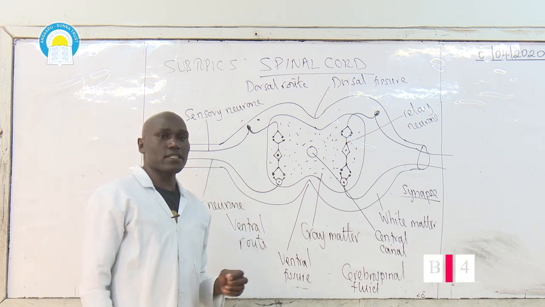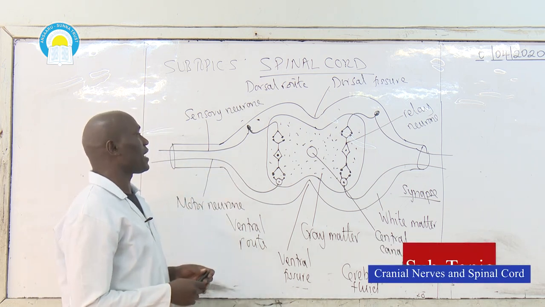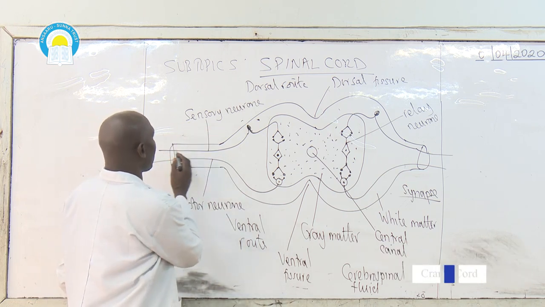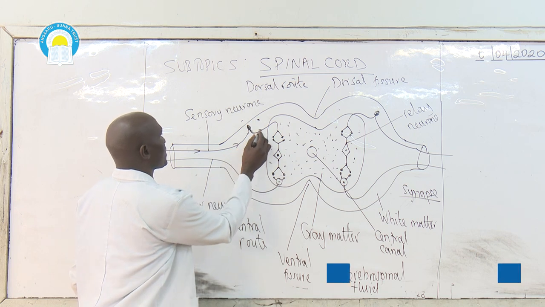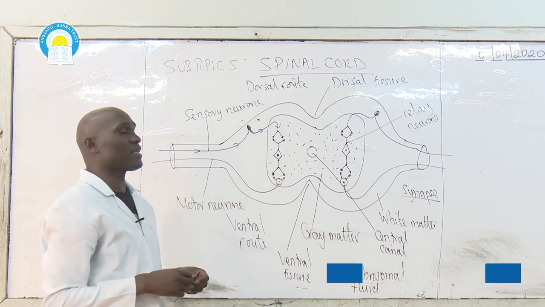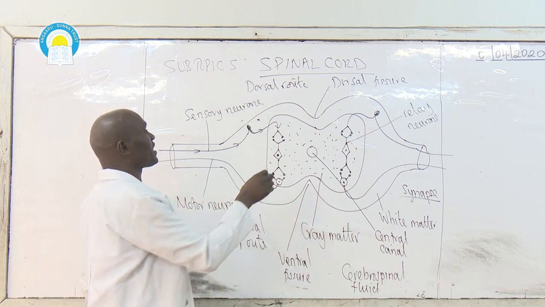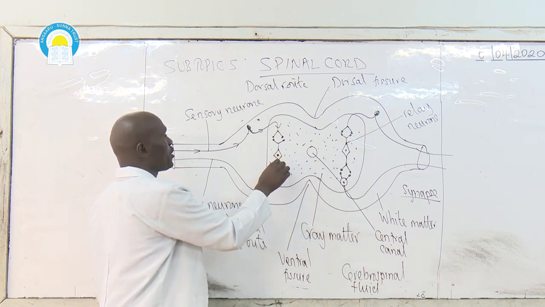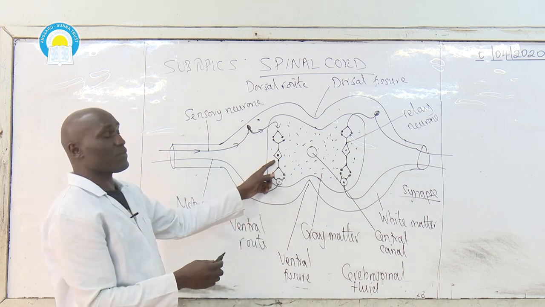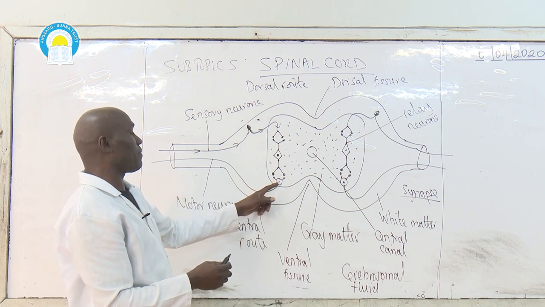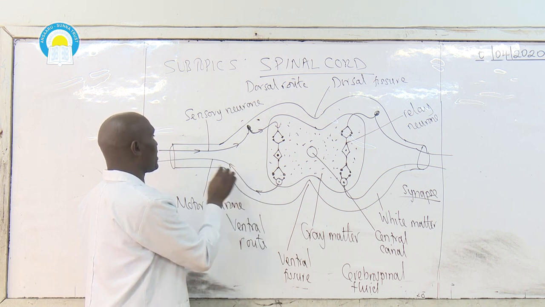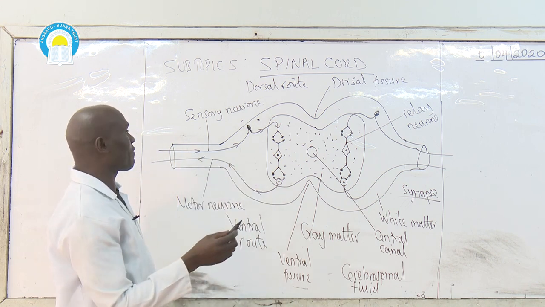When nerve impulse is to be transmitted along sensory neuron, it will move from left hand side towards the right hand side until the nerve impulse is taken to the gray matter for integration. The integrated nerve impulse will then enter into intermediate neuron. Intermediate neuron will transmit the integrated nerve impulse to motor neuron. Motor neuron will then conduct the integrated nerve impulse to effectors.